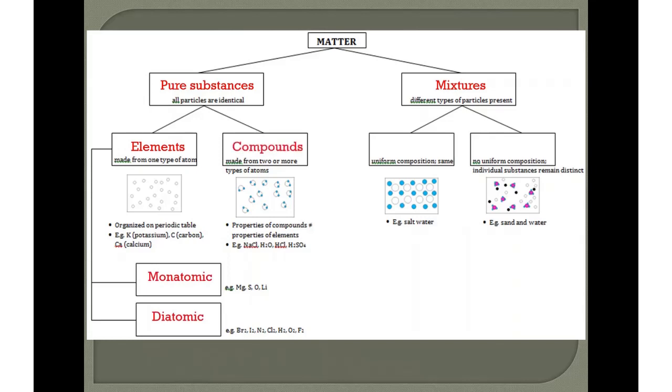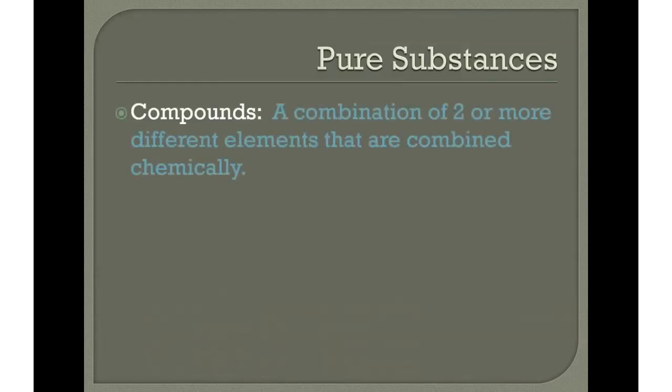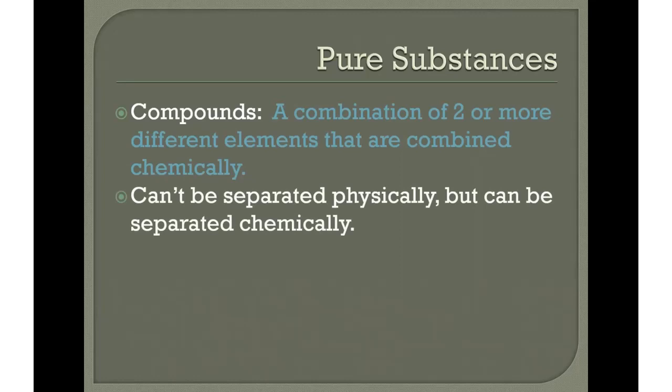Okay, now let's take a look at compounds. Compounds are a combination of 2 or more different elements that are combined chemically. So you have to do a chemical reaction. You can't just physically put them together. So when you have a compound, you can't even physically take it apart. You have to separate them chemically. Again, it has to go through some kind of chemical reaction.